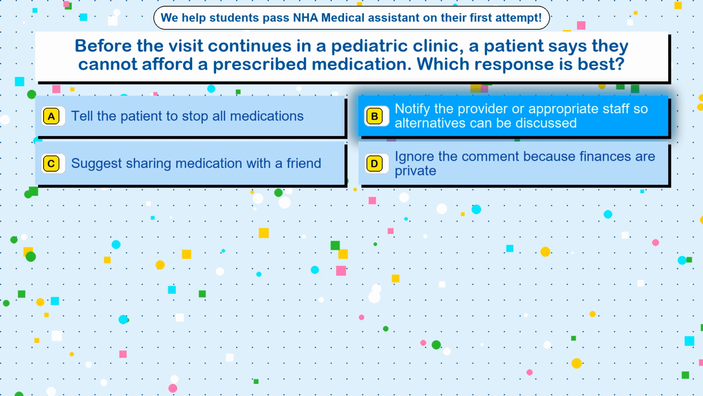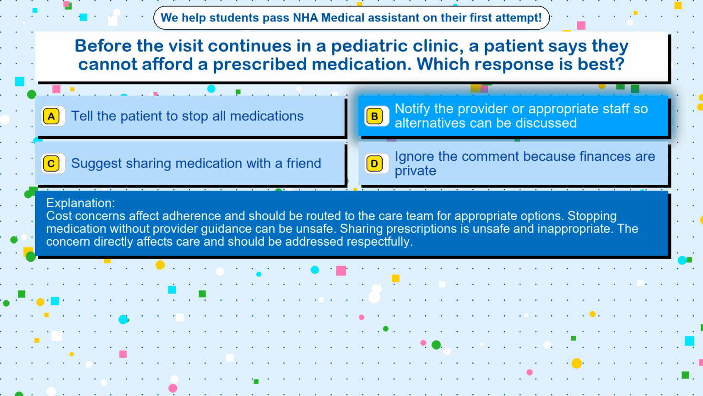The correct answer is option B. Notify the provider or appropriate staff so alternatives can be discussed. Cost concerns affect adherence and should be routed to the care team for appropriate options. Stopping medication without provider guidance can be unsafe. Sharing prescriptions is unsafe and inappropriate. The concern directly affects care and should be addressed respectfully.